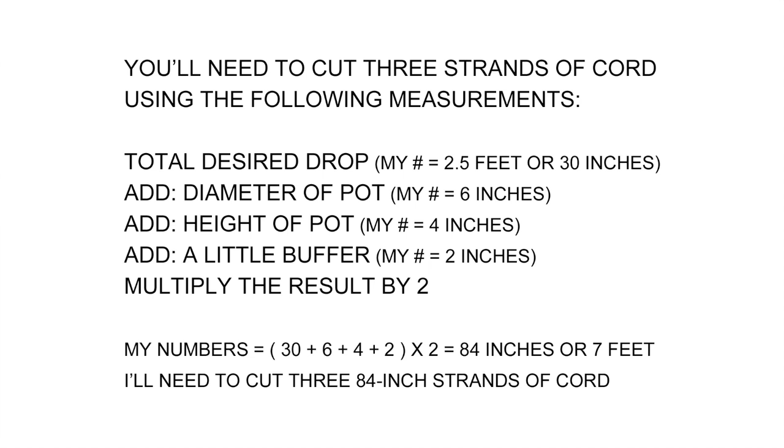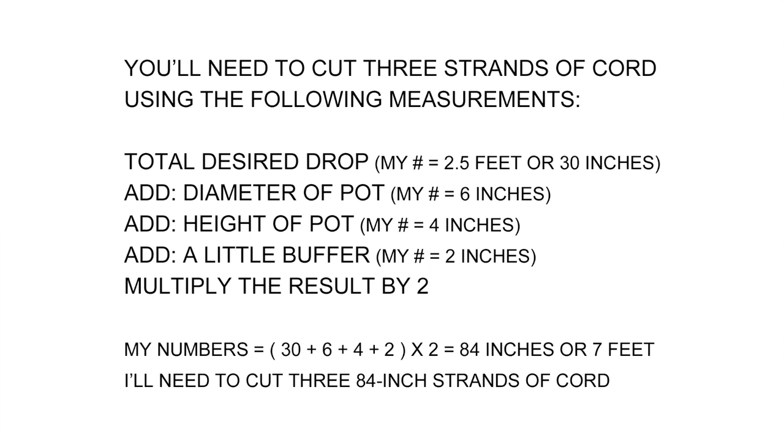Then we're going to add the height of your pot. Mine is 4 inches. And then we're going to add a little bit of buffer. I only added 2 inches of buffer. If this is your first time doing this tutorial, you might want to add a little bit more, because you can always cut away the cord at the end, but you can't add any back in. Maybe you want to add a 5-inch buffer instead of the 2 inches that I added.